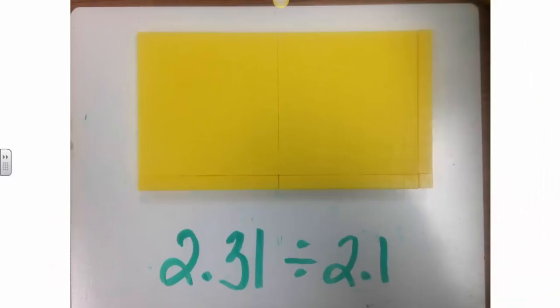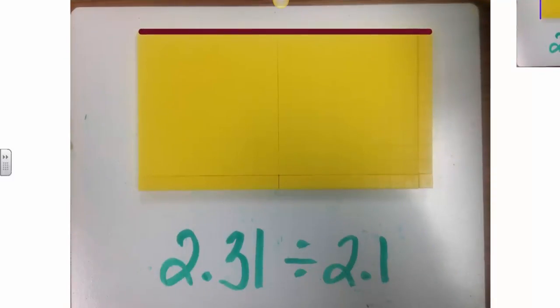This rectangle has an area of 2 and 31/100 square units, composed of 2 wholes, 3/10, and 1/100. The length of the rectangle is 2 and 1/10. The red line highlights the length. Notice going across is 2 wholes and 1/10. We must determine the width of this rectangle.